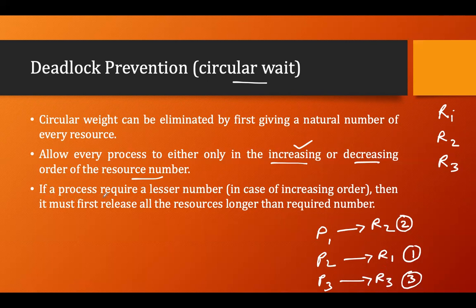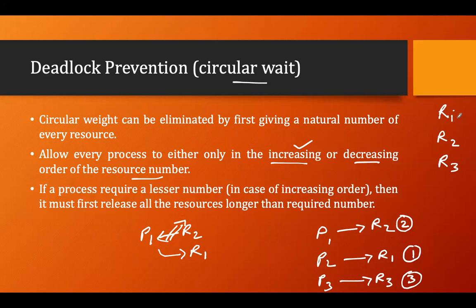Now the next is, if a process requires a lesser number. Let's say P1 is holding R2 because it required R2. Now it is requesting R1. In this scenario, in case of incremental order, it must first release all the resources higher than the required number. The required number is 1, so it has to release the resource which is higher than that. So this resource has to be released. That is the idea behind deadlock prevention by violating the circular wait.